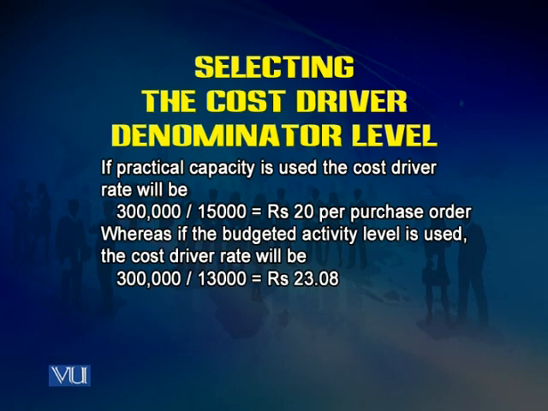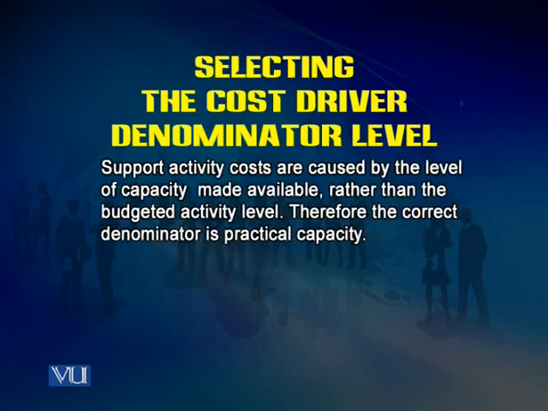Whereas if the budgeted activity level is used, the cost driver rate will be 300,000 divided by 13,000, and this is 23.08. Support activity costs are caused by the level of capacity made available rather than budgeted activity level. Therefore, the correct denominator is practical capacity. So we have the two options. We have the capacity and we have the budgeted quantity. Both these can be used. They will give a different cost driver rate.